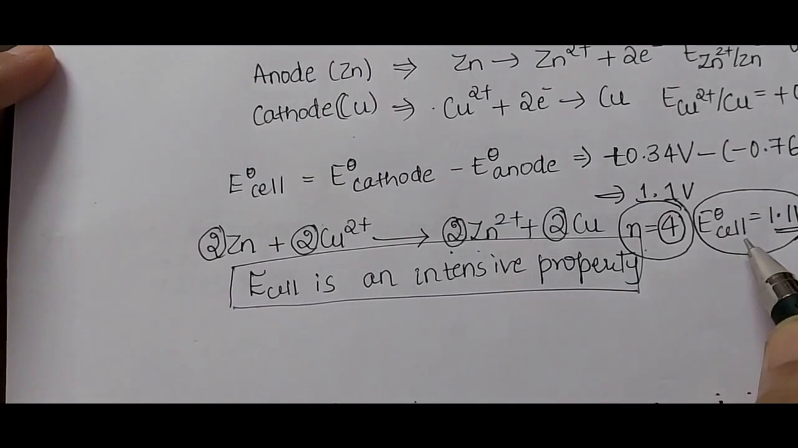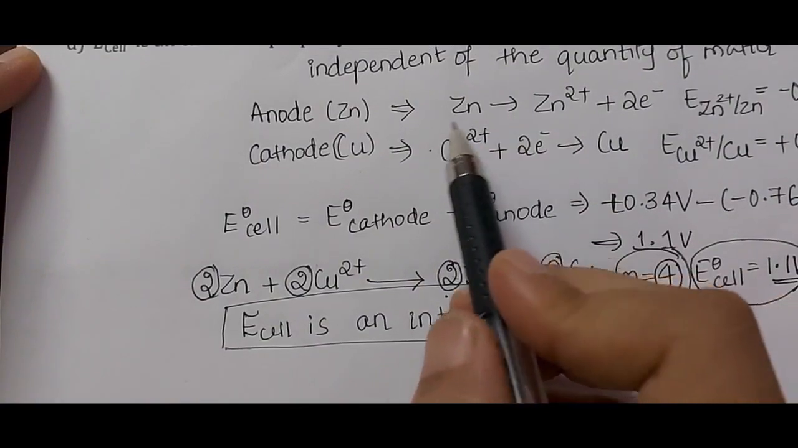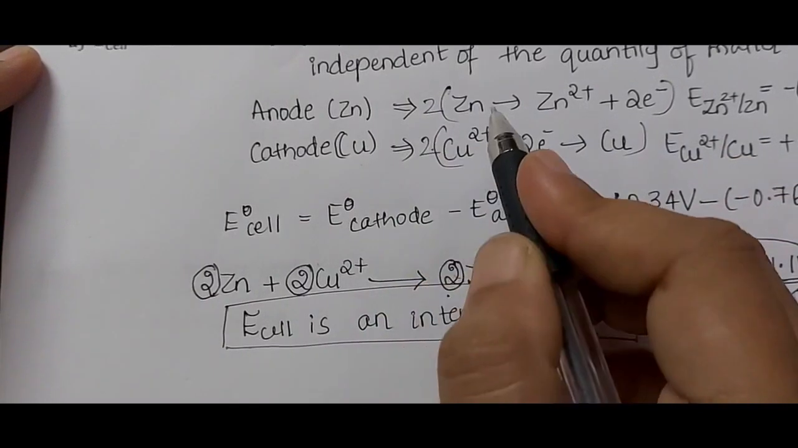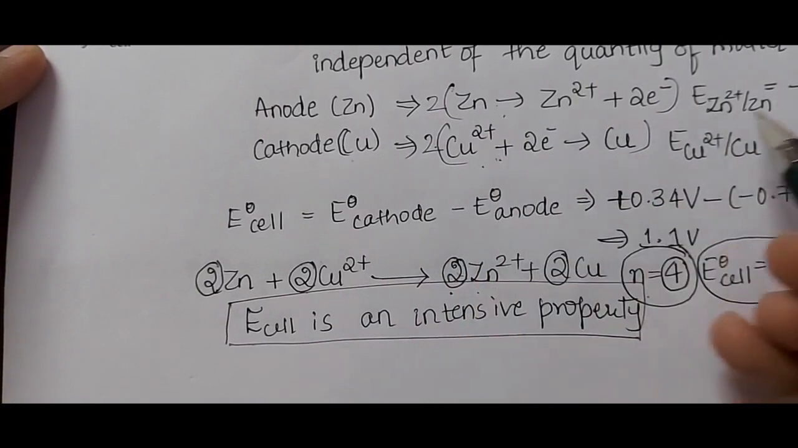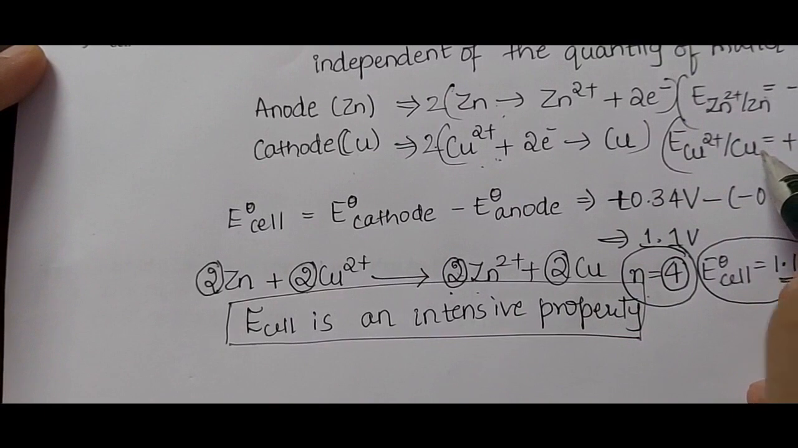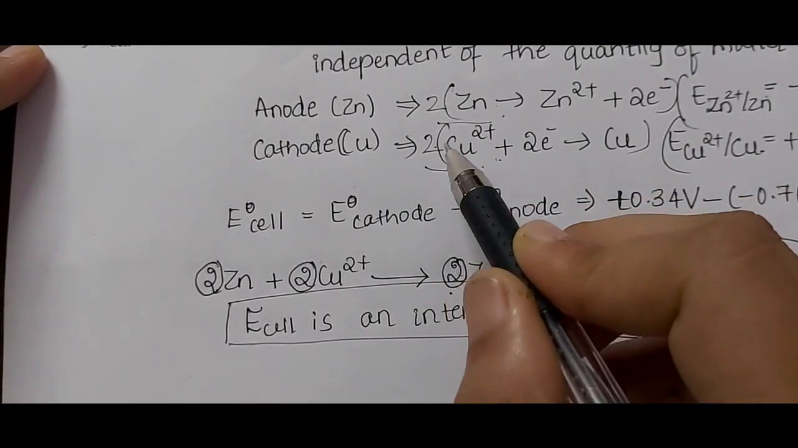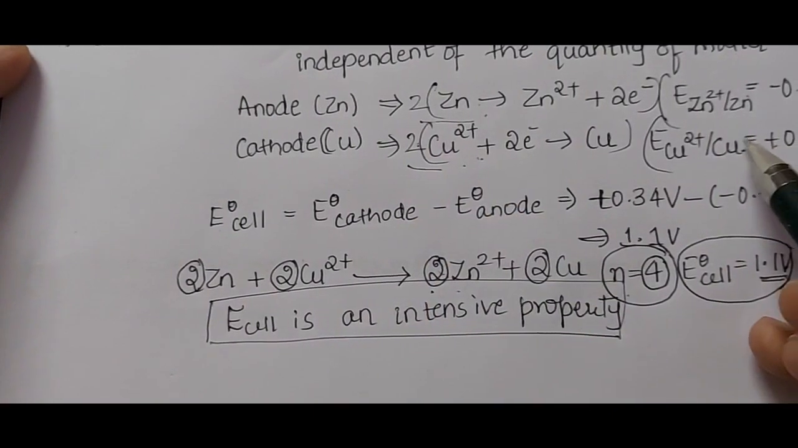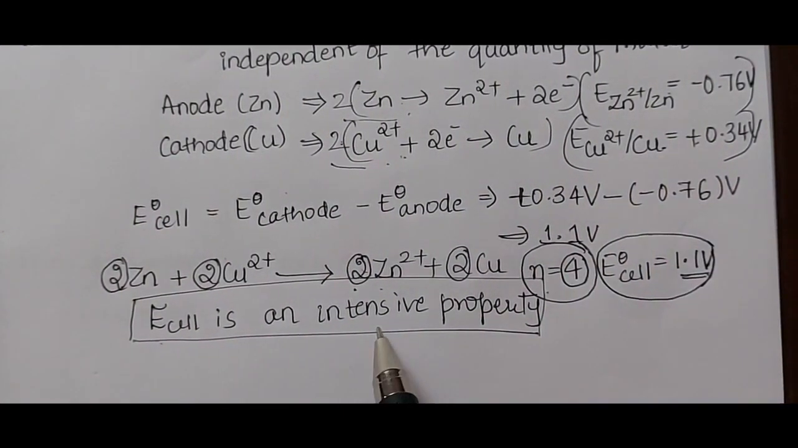So the E cell value does not change. Since I have taken 2 moles here, just to balance the equation I need to multiply the overall reaction by 2. So to balance the equation we can multiply the electrode reactions by 2. But we cannot multiply the reduction potentials. They will remain the same whether you take 2 moles of zinc or 100 moles of zinc or any number of moles. The value of the reduction potential will remain the same. There will be no change in these values. Thus, E cell is an intensive property.